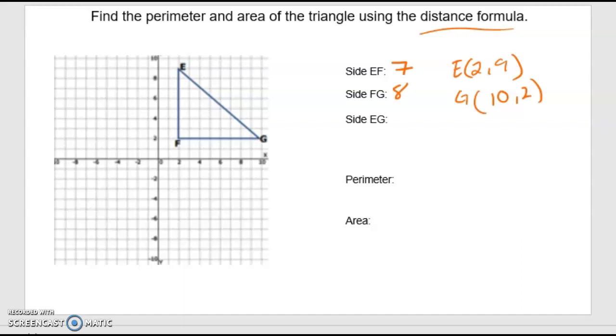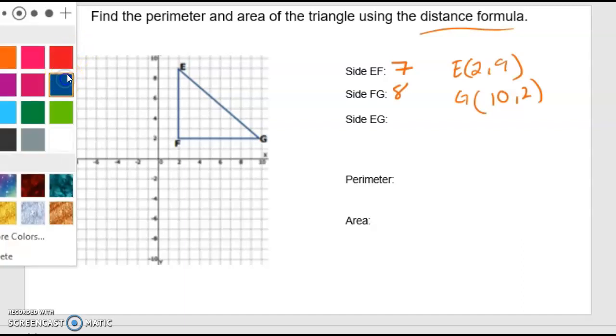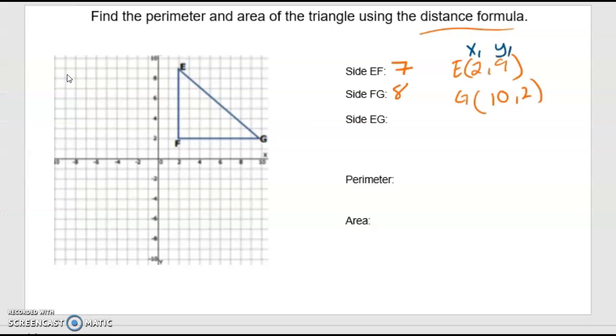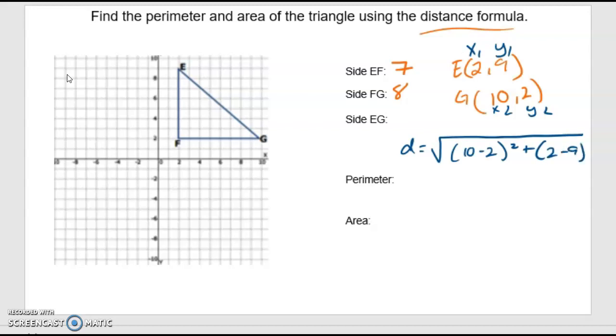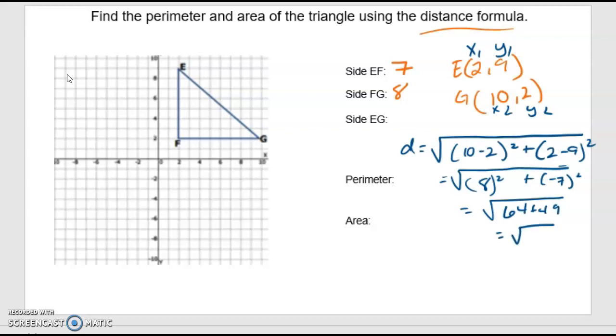All right, now back to my distance formula. It doesn't matter which one you choose is x1, y1, which one's x2, y2. And I can go ahead and start just substituting into my distance formula. It's going to be the square root of 10 minus 2 squared plus 2 minus 9 squared. That'll end up being equal to 8 squared plus negative 7 squared, which equals 64 plus 49, which equals the square root of 113.